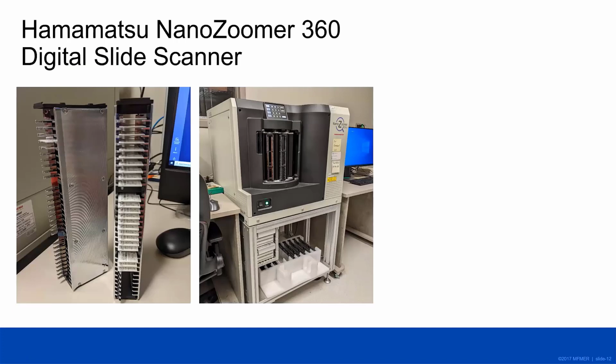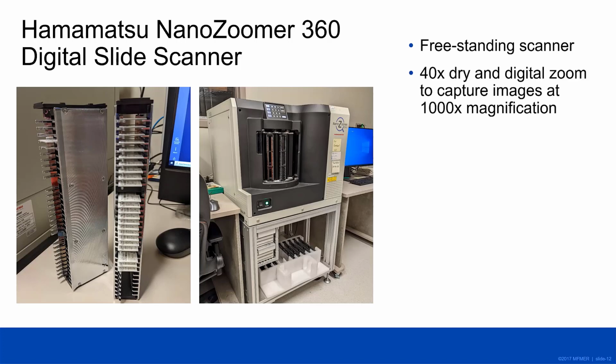The system that it has been validated with and that we are using in my laboratory is the Hamamatsu NanoZoomer 360 digital slide scanner. It's a freestanding scanner. You can see it's rather large, but that's good for our laboratory because we're a high volume laboratory. It uses a 40x dry and digital zoom to capture images at 1,000 times magnification, which is what we would use in the traditional microscopy.